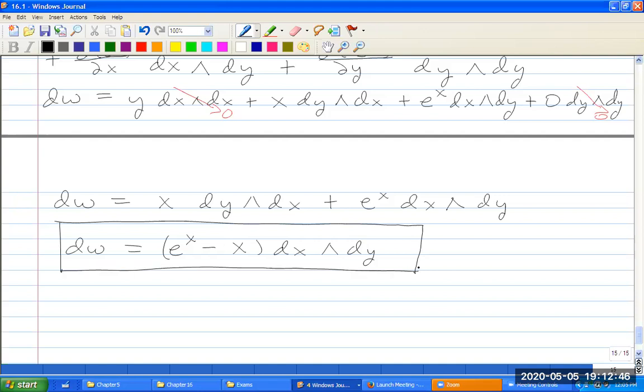Okay, so that finishes off section 16.1. We'll be doing a whole bunch more with differential forms in the next few sections, where I first reformulate it.